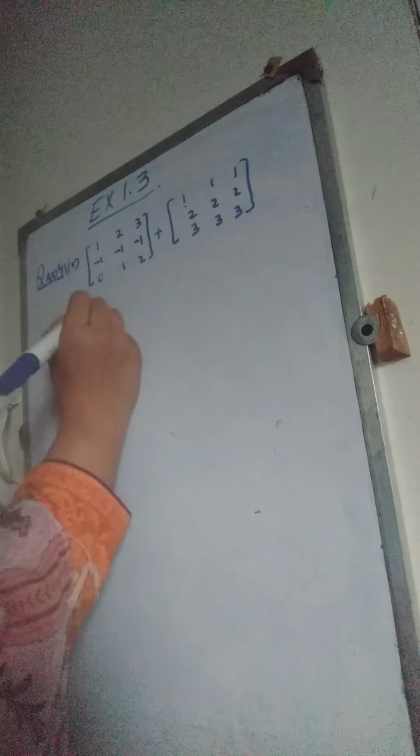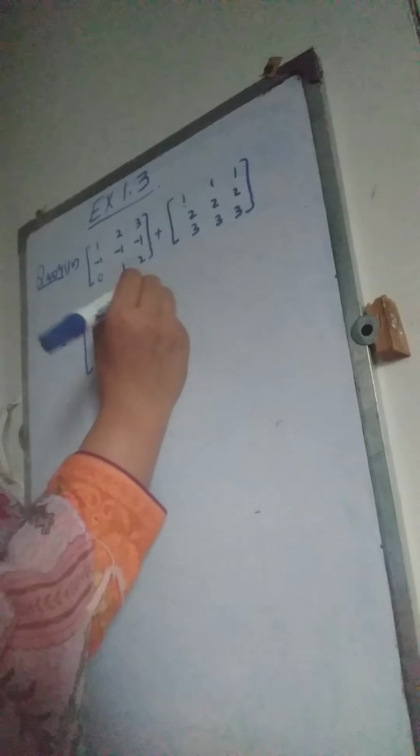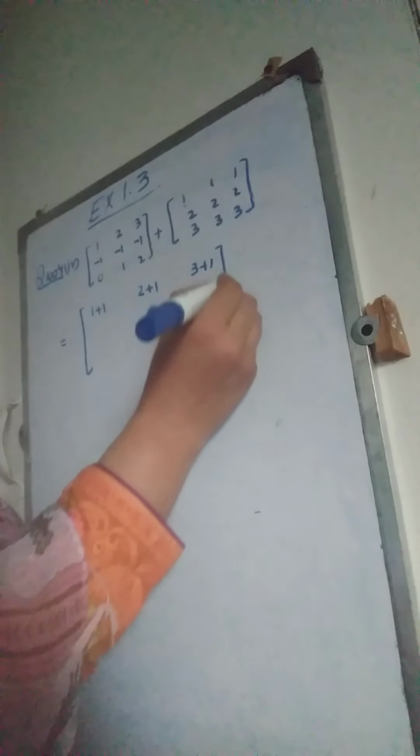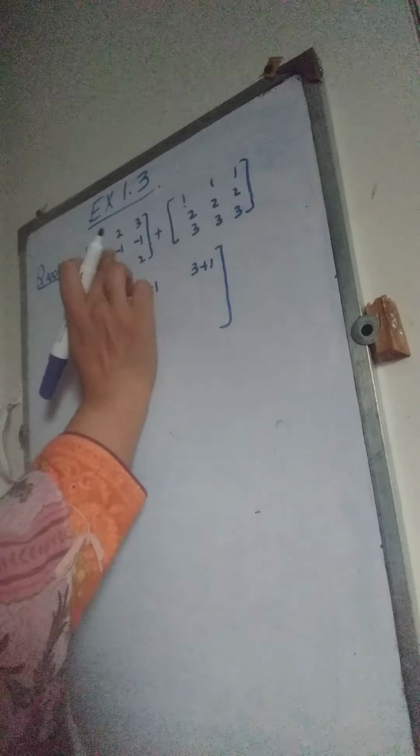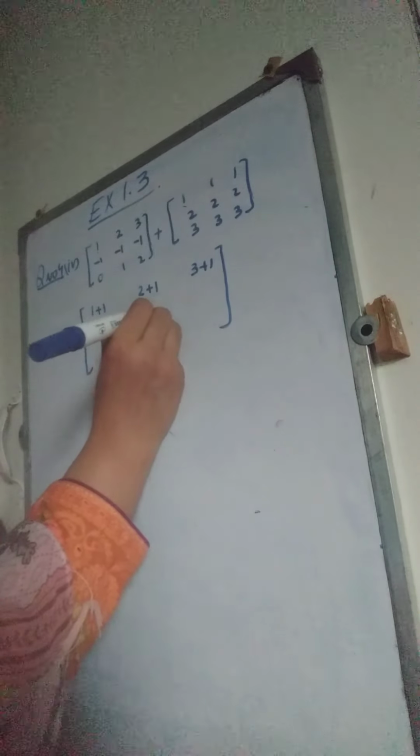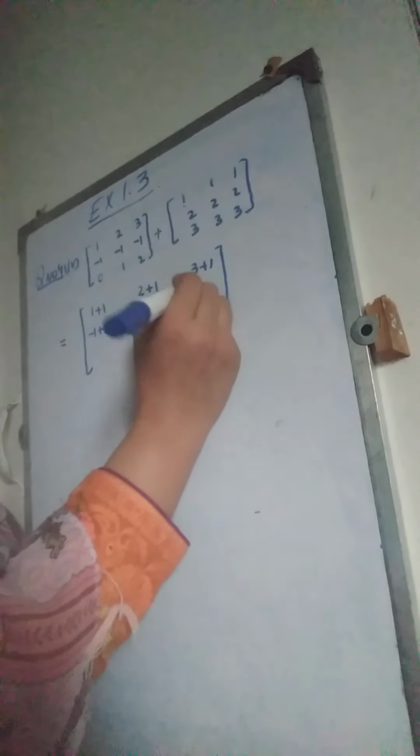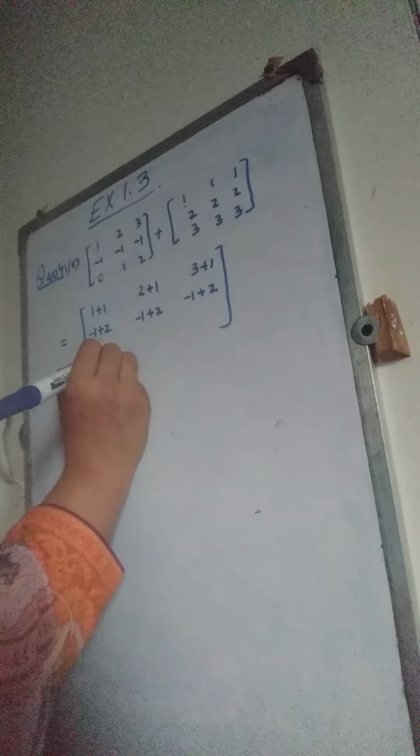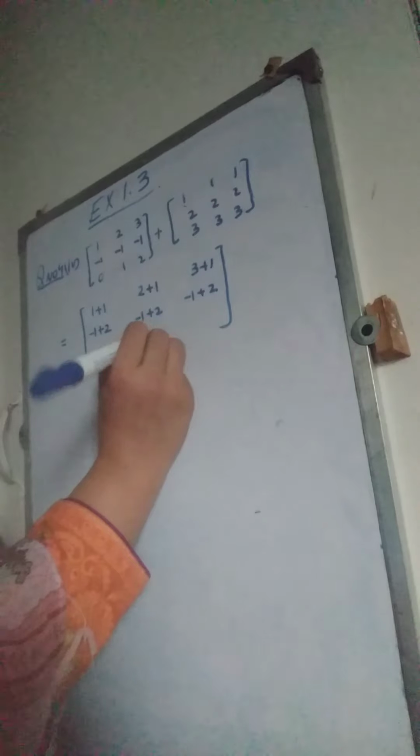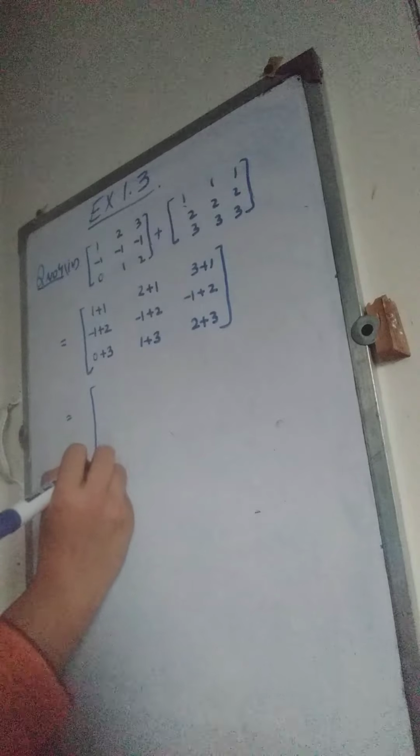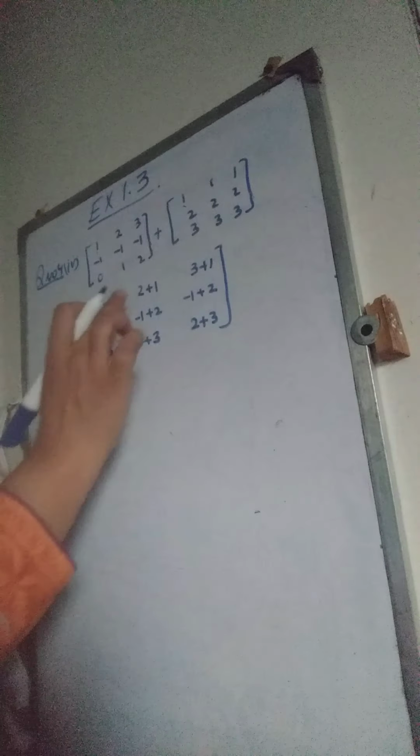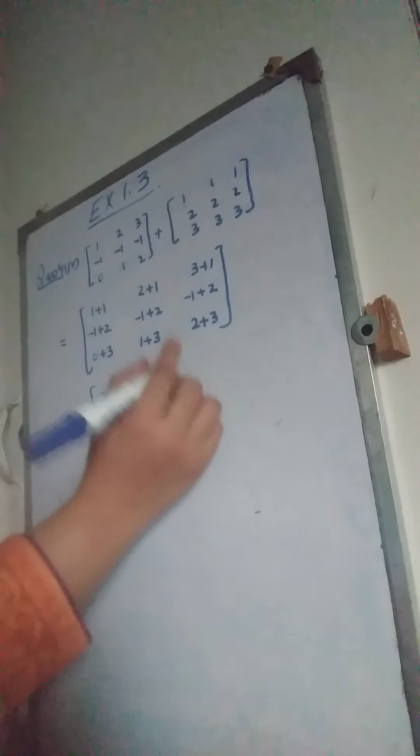So 1 will be added to 1, 1 plus 1. 2 will be added to 1, 2 plus 1. 3 will be added to 1, 3 plus 1. Here negative 1 will be added to 2, negative 1 plus 2, negative 1 plus 2, negative 1 plus 2, 0 plus 3, 1 plus 3 and 2 plus 3. So 1 plus 1 is 2, 2 plus 1 is 3, 3 plus 1 is 4.